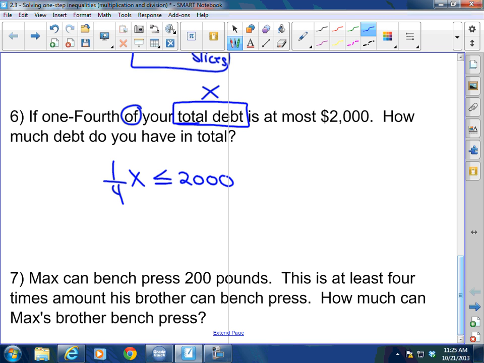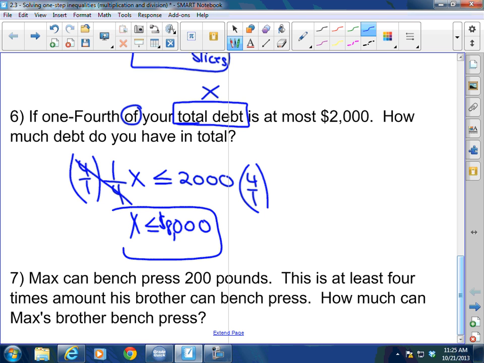I want to solve for x though. So how do I get rid of that 1/4 that is being multiplied to x? You multiply by the reciprocal. That's exactly correct. Very good job. X is less than or equal to $8,000. That makes sense, gentlemen.